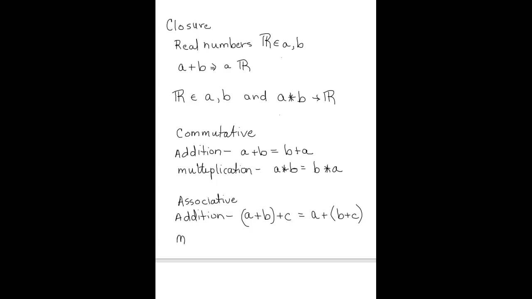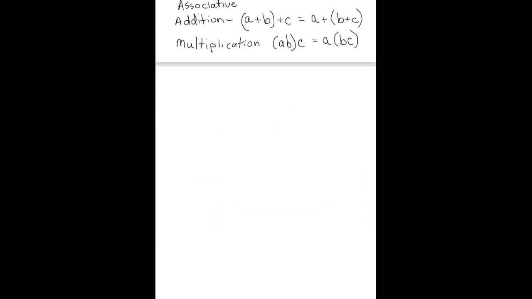For multiplication, same kind of concept. If I have A times B, and then I'm multiplying that by C, that's going to be exactly the same as if I multiplied my B times C first, and then multiplied by A. That will give you the exact same result.